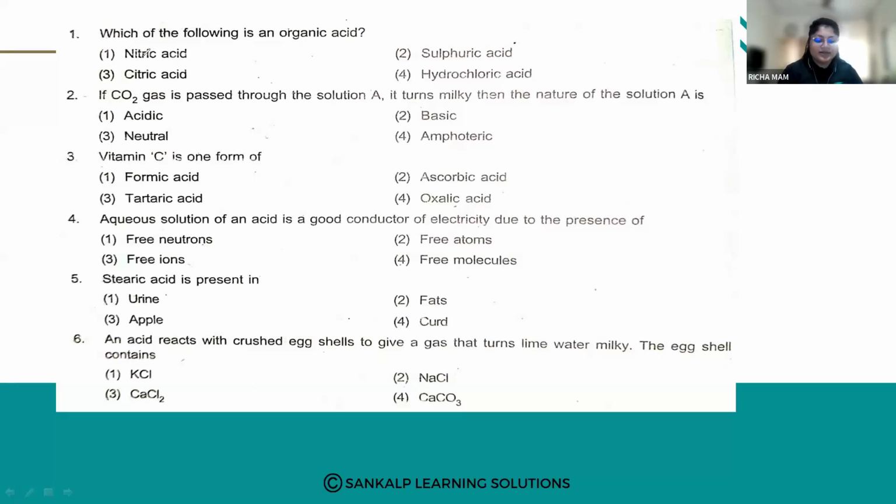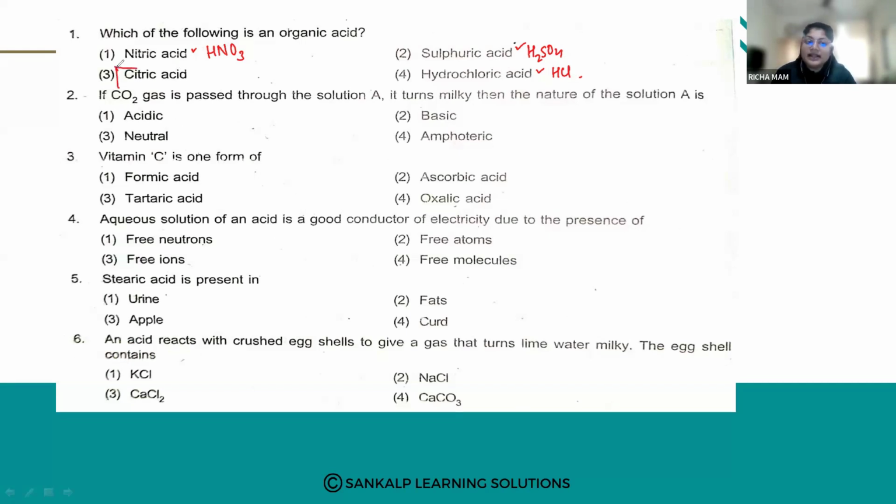So which of the following is the organic acid? When you see nitric acid, what is the formula of nitric acid, students? Nitric acid is HNO3. Sulfuric acid is H2SO4. Hydrochloric acid is HCl. So these three are the man-made acids. These are not naturally available.